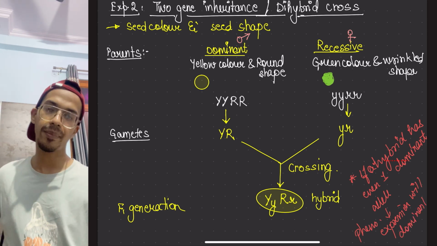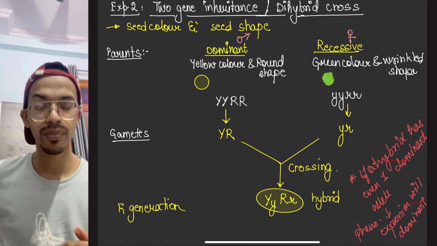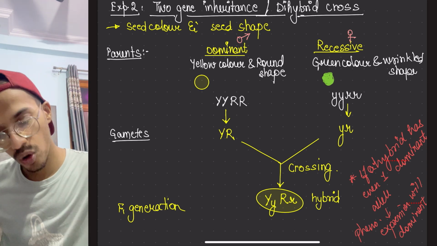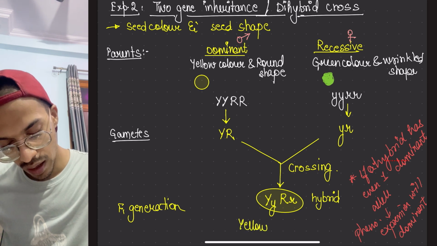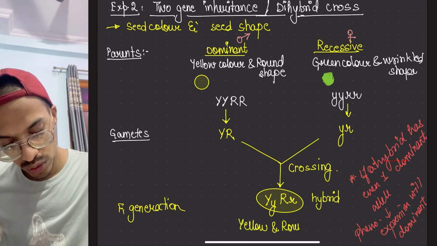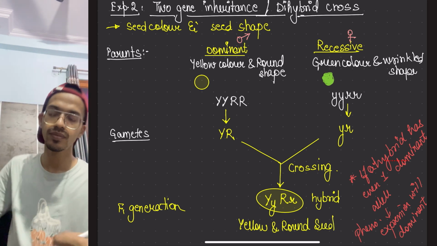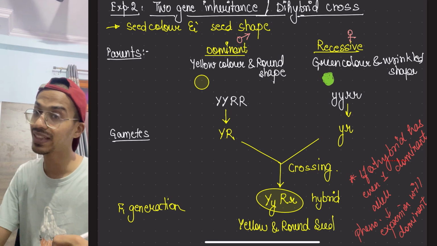So here capital Y is also coming, capital R is also coming. Capital is for the yellow, and capital R is for the round. So the seed will be like this. So the F1 hybrid will be like this.